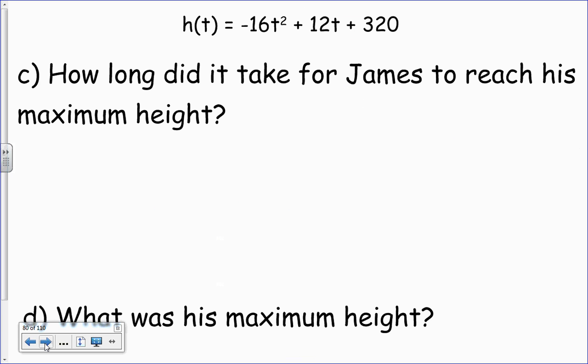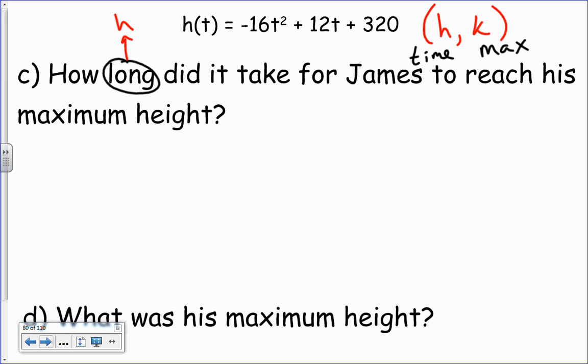Now, C and D, and then you can see I've given you the equation again. C and D go with your vertex form items. All right, so C asks, how long did it take for James to reach his maximum height? How long? Remember, that's time. So time was our h value, because remember, our vertex was h comma k, and h was the time it took to reach the maximum height, which was k.